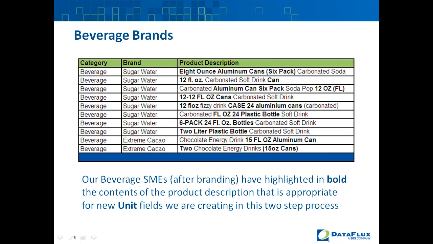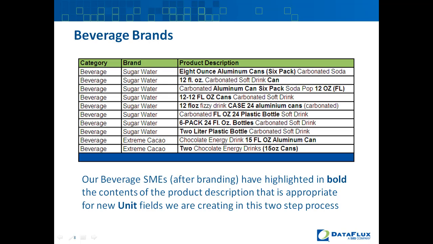Let's continue on with the beverage category now. So let's assume that our beverage SMEs have helped us to perform branding in a way similar to what we saw in the candy category. And now here in beverage, we have broken out Sugar Water and Extreme Keiko as the two brand names of the two beverages we have here for our carbonated beverage and our chocolate energy drink.